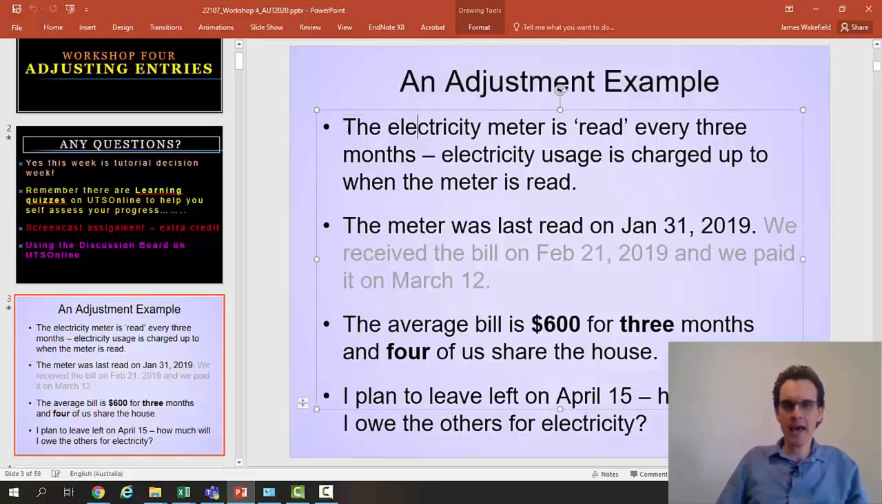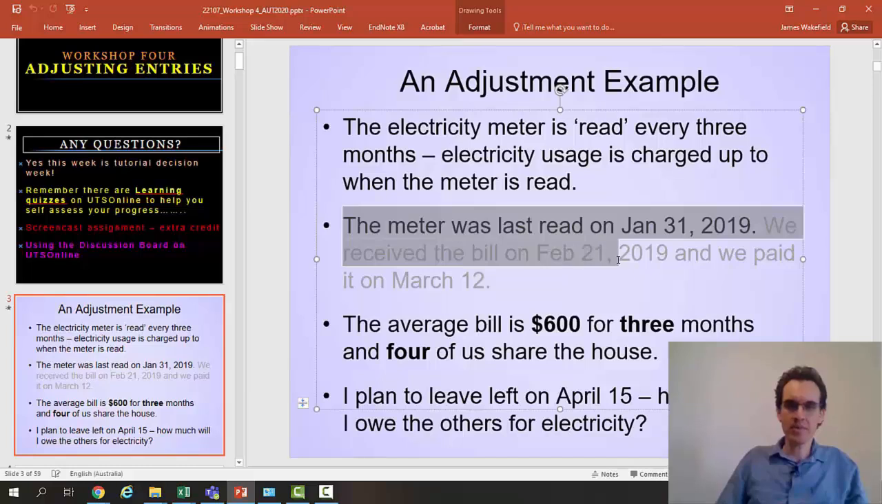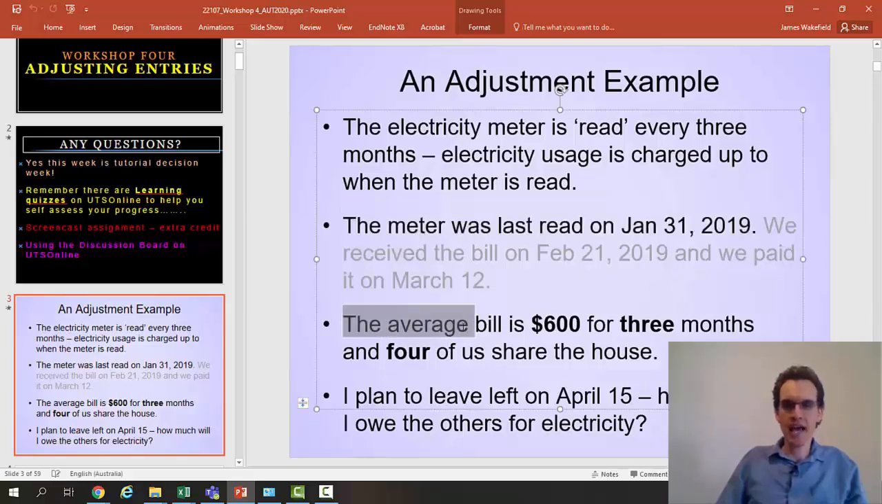So the example we have here is the electricity meter is read every 3 months. Generally, your service provider will check your electricity meter every quarter and they will bill you for that accordingly. Now, in this case, the meter was last read on January 31, 2019. We received the bill on February 21, 2019 and paid it on March 12, 2019. So the average bill is $600 for 3 months and 4 of us share the house.